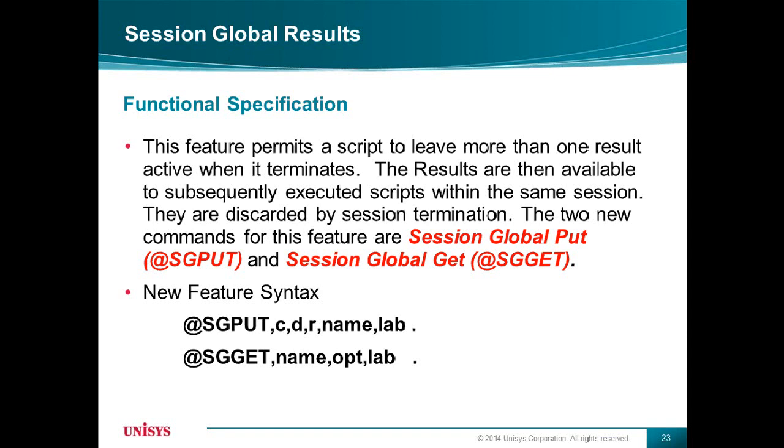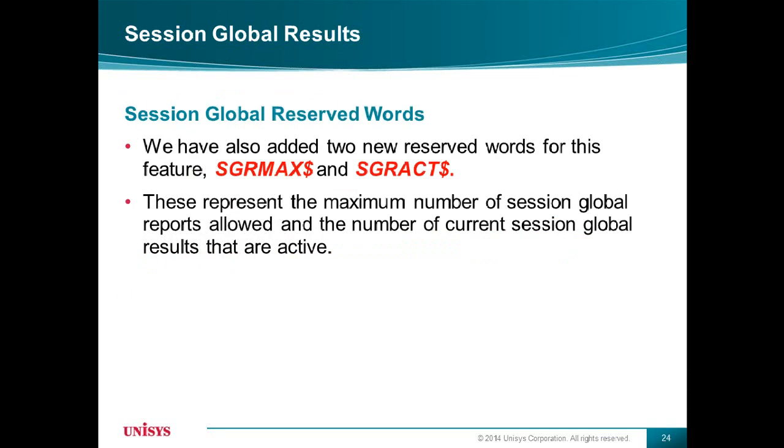We have added two new run commands, namely SGPUT and SGGET. The first one is session global report put, a run statement to save a copy of the report to the session global report table, and SGGET is the run statement that retrieves a session global report that was saved through the SGPUT run statement. We have also added two new reserved words called SGRMAX and SGRACT. SGRMAX presents the number of session global reports allowed, and SGRACT will give the number of session global results that are currently active.